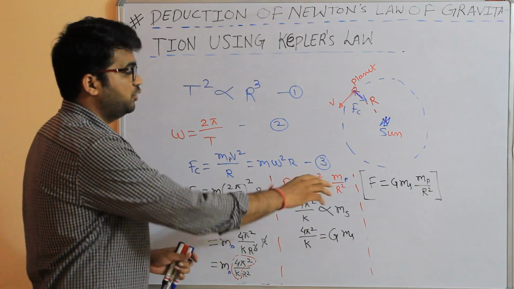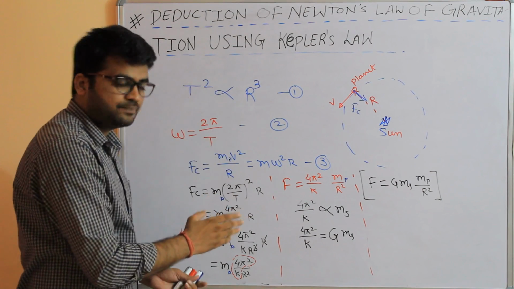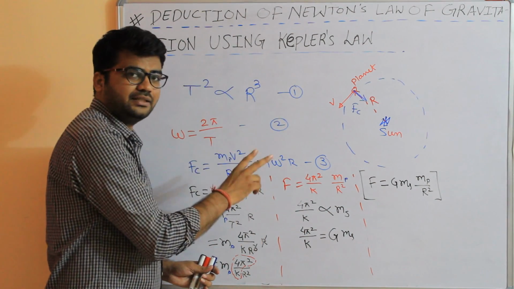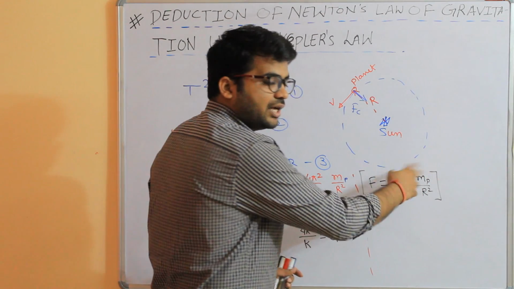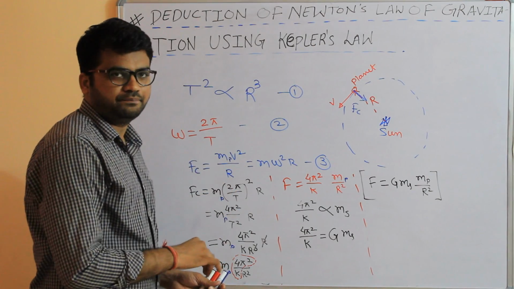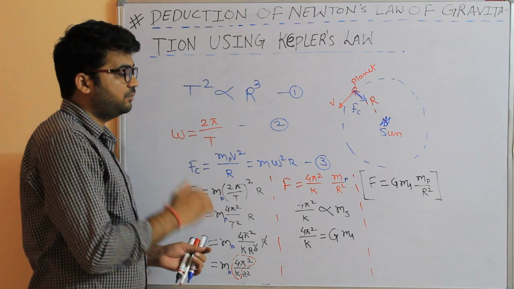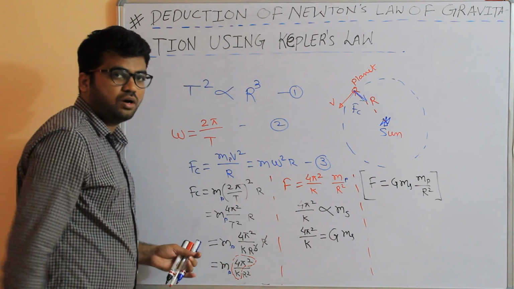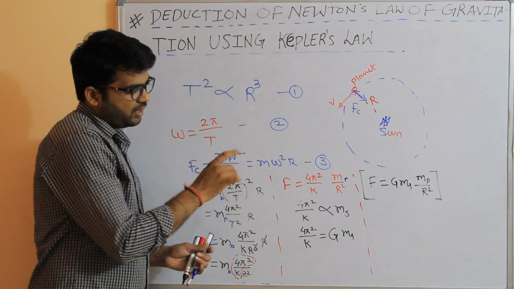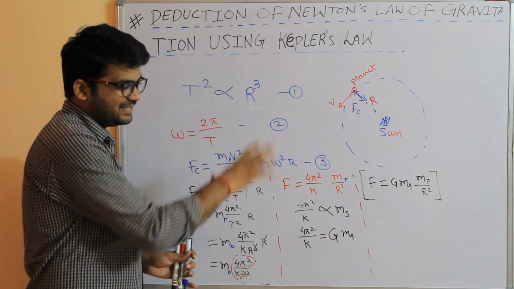So using Kepler's law, Newton concluded that the force of attraction between any two objects is directly proportional to the product of their masses and inversely proportional to the square of the distance between them. So by using Kepler's law we can prove the inverse square law, and we can deduce Newton's universal law of gravitation. So F is equal to G m1 m2 by r square. It is that simple, right?